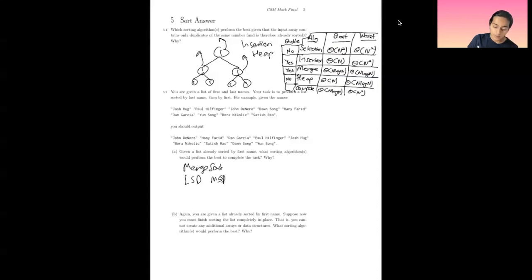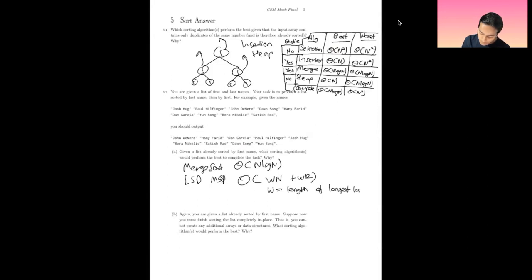So for merge sort, the time is n log n. And for LSD and MSD, their worst case runtimes are basically O of W times n plus R, where W is the length of the longest last name, and R is the size of the alphabet. So as you can see, this is how the runtime works. And yeah, we can go on to the next question.